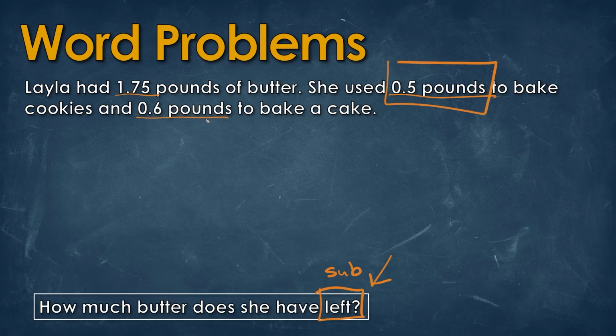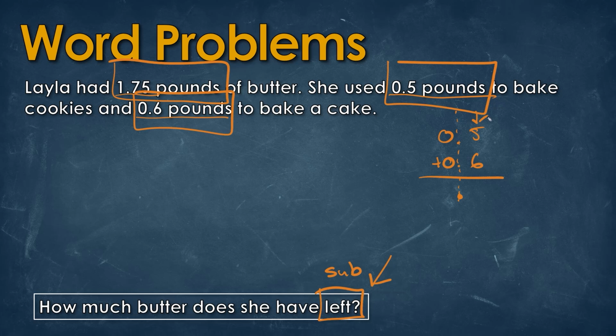Well, we'll take a look at how much she's used first. We'll add those together, and then we'll subtract it from the original amount that we had. So we have 0.5 plus 0.6. Because we have these decimals here, we can put a 0 in front of that decimal if we want to make it a little bit easier to see. We'll put that decimal line here again, and we'll start by adding on the right.